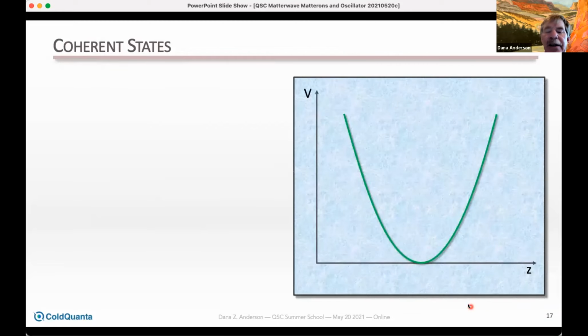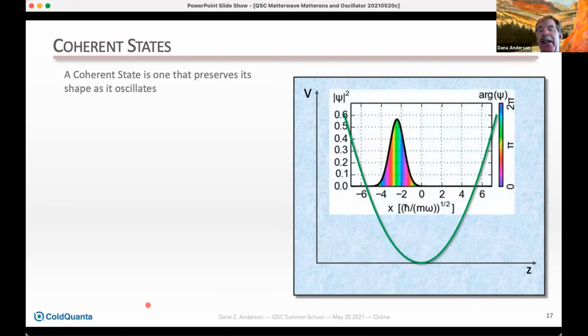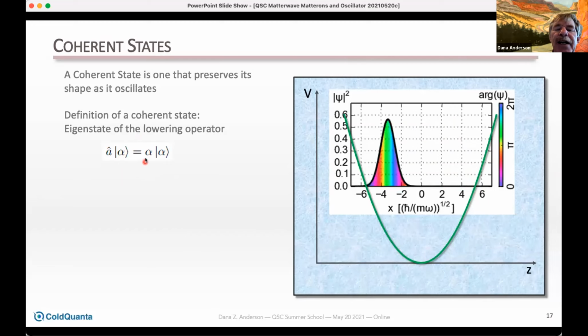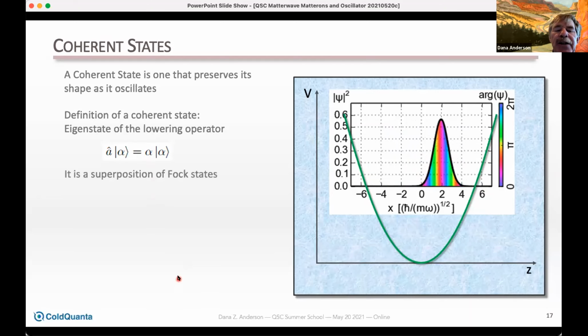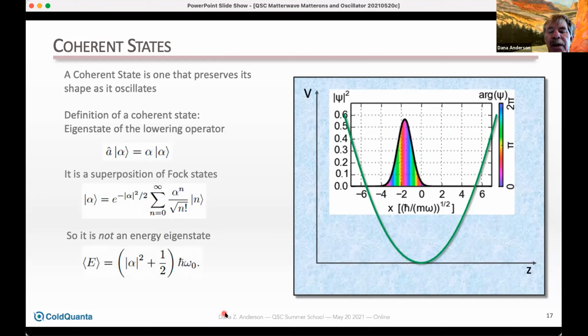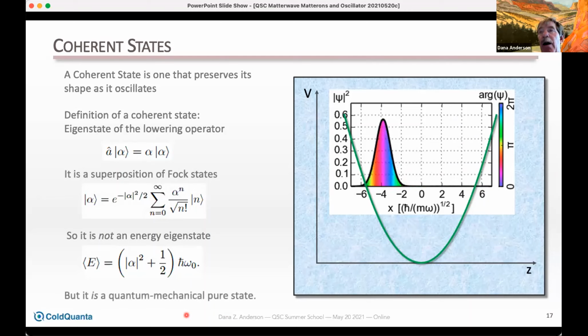And a coherent state, and again, I'm going over this partly because of nomenclature, which can be confusing in our transistor oscillator system. A coherent state in the harmonic oscillator sense is a state whose time evolution is such that the shape does not change. It just oscillates back and forth in the oscillator. It has a very well-defined form. Its definition is the eigenstate of the lowering operator, so the lowering operator operated on a coherent state gives the eigenvalue alpha times that coherent state, and it's a superposition of Fock states. You don't need to know this detail, but important to us is that it's not an energy eigenstate. It has a mean expected value for the energy, but it is not an eigenstate. However, it is a quantum mechanical pure state.